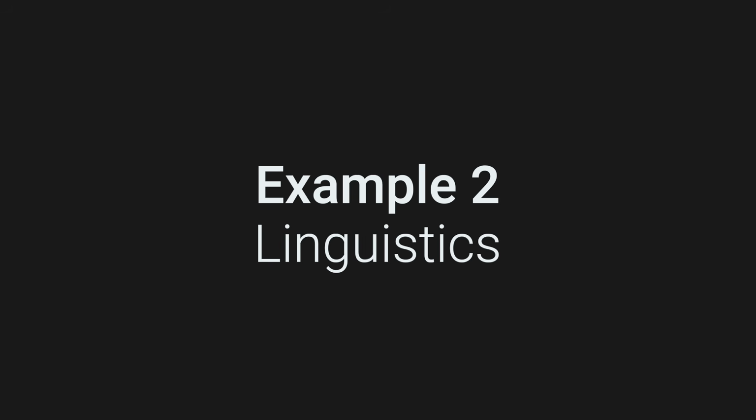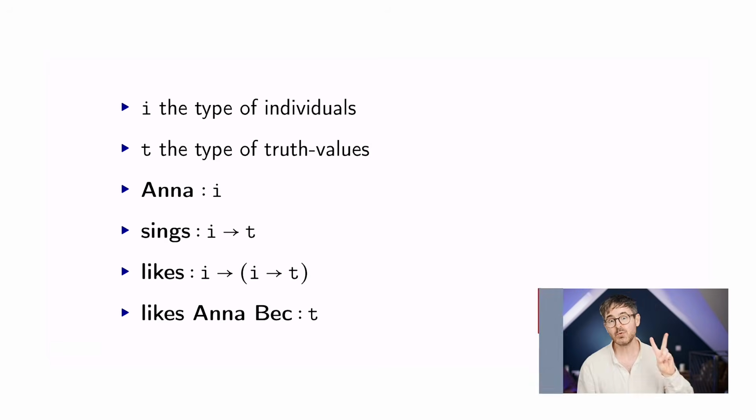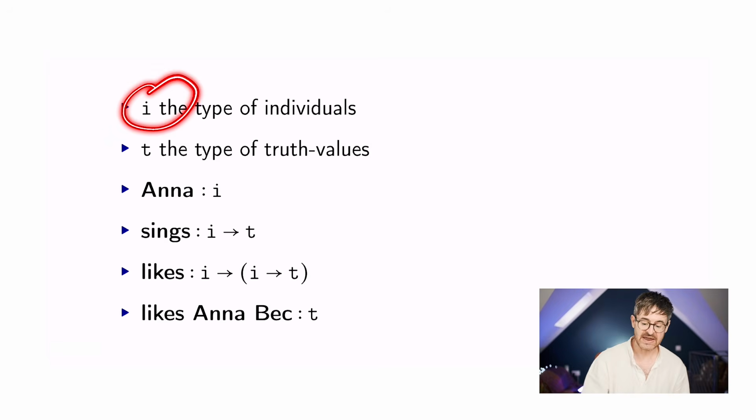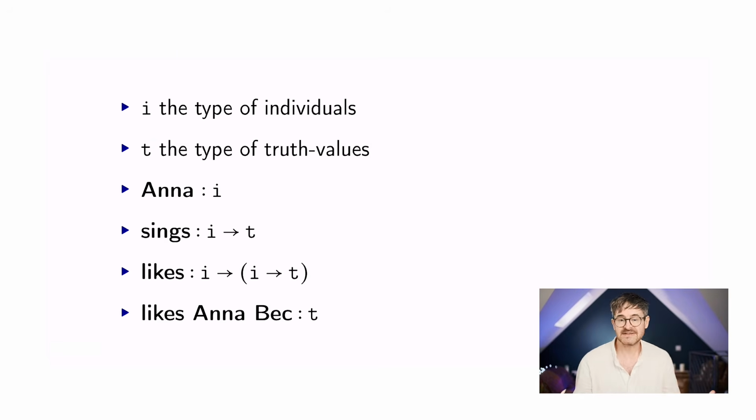Here's an example from linguistics. Here we're going to consider two basic types. We've got the type of individuals, like people, let's say, which we'll call I, and we've got the truth values, because in linguistics, ultimately we want to evaluate sentences for their truth. That's how we're going to assign meanings to them. So we've got the type T of truth values.